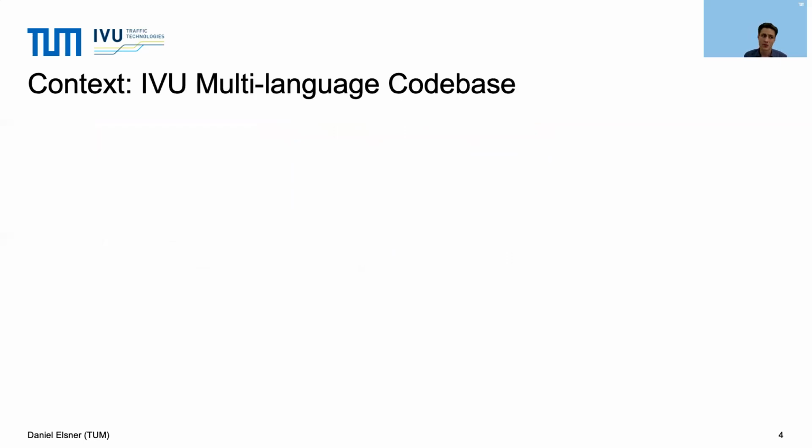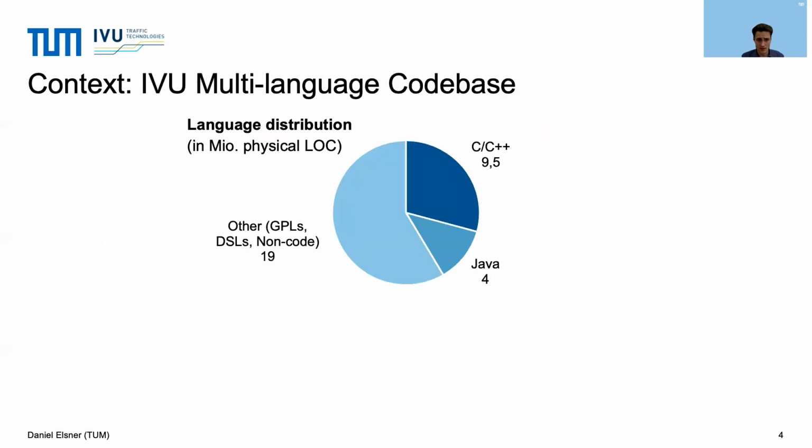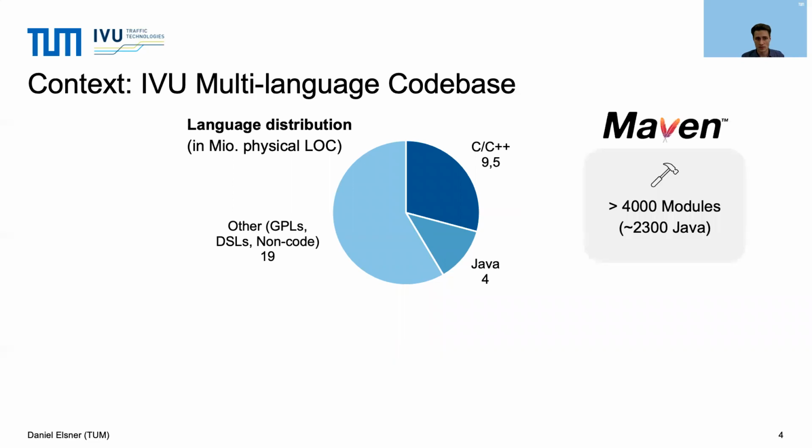Let's have a closer look at the code base at IFAU. It counts more than 30 million physical lines of code and is split into the 2 major parts I was mentioning, C++ and Java code. But there are roughly 19 million lines of code in mainly domain-specific languages, but also in other general-purpose languages and especially in non-code artifacts. Also, the code base is structured into thousands of Maven modules, which can be individually built and tested, and themselves are configured through XML POM files.